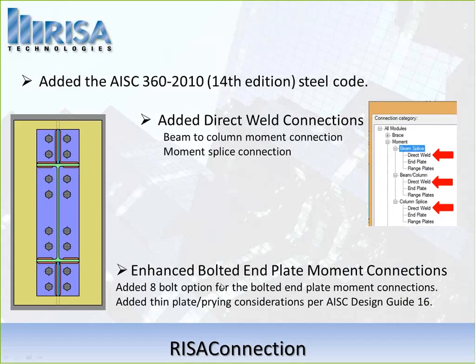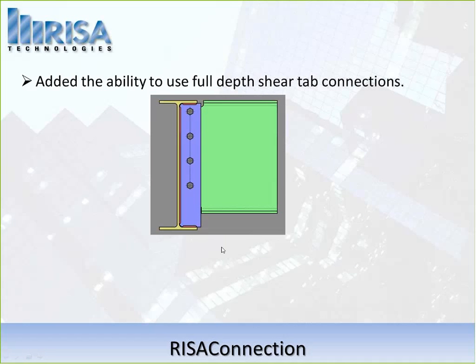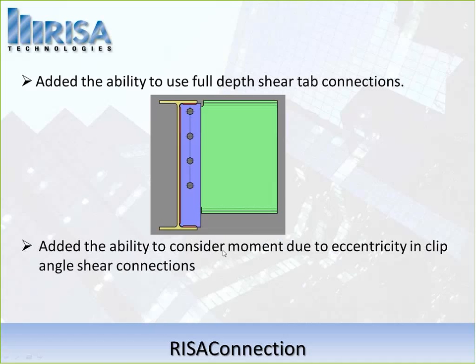We also enhanced the bolted end plate moment connection. So we added that 8 bolts option. Previously you weren't seeing the 8 bolts, now you can see 8 bolts there. We also added the thin plate prying considerations there for design guide 16. These are some of the bigger ones in the connections. We also added the ability to do a full depth shear tab connection, and you can see that. It's a nice way to do that full depth, where you can connect it to the top and the bottom flange. We added the ability to consider moment due to eccentricity in a clip angle shear connection. That's a brand new feature there.